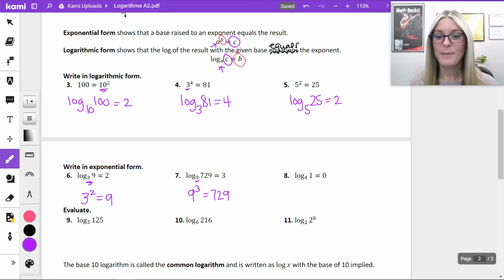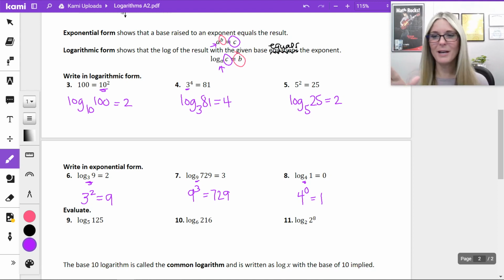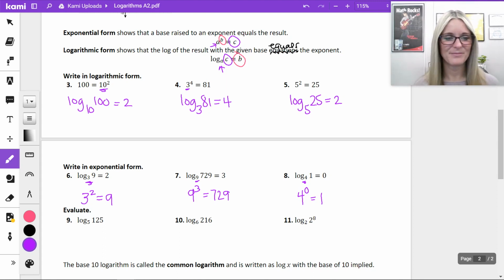And number 8, log base 4 of 1 equals 0. This seems really odd. Let's rewrite it. 4 raised to the 0 equals 1. This still might feel funny for some of y'all. Guys, anything raised to the 0 exponent is equal to 1. You can check it on your calculator. I can explain to you deeper how that happens, but anything raised to the 0 power is equal to 1 in our exponents. Now let's evaluate our logarithm.